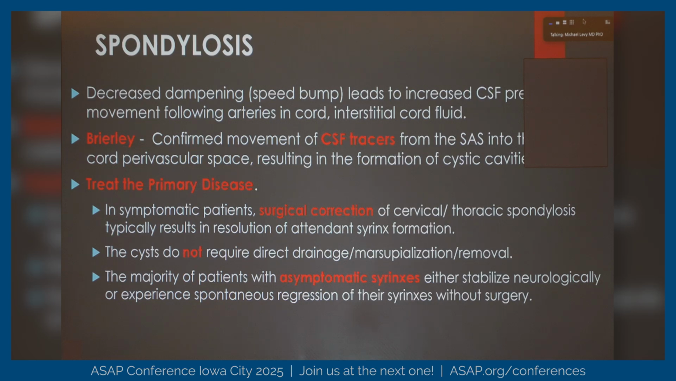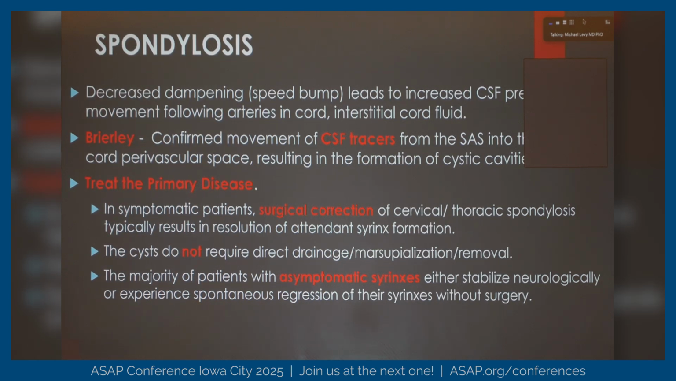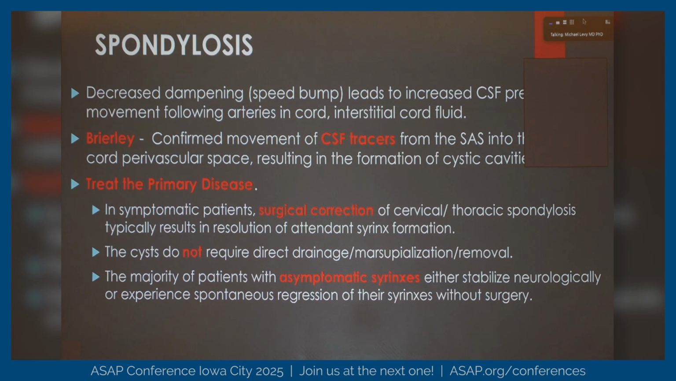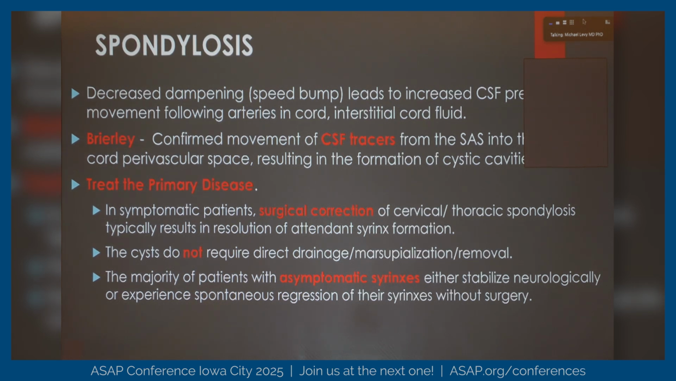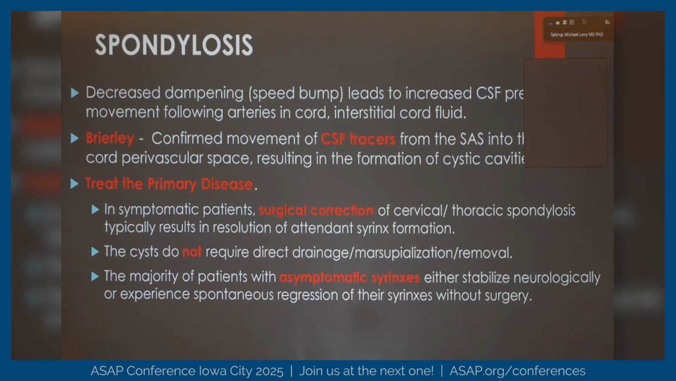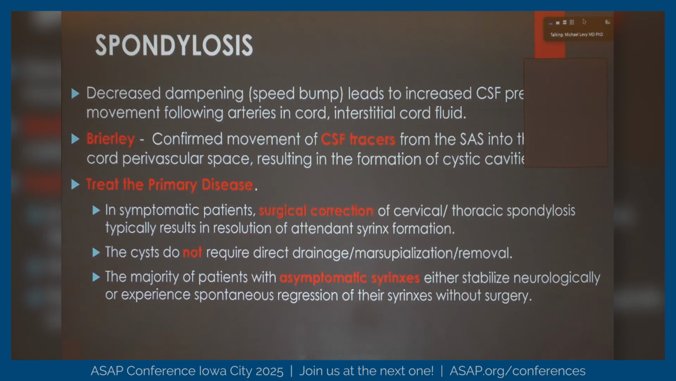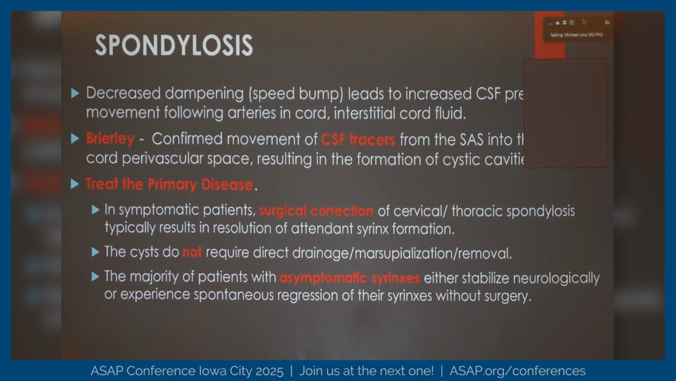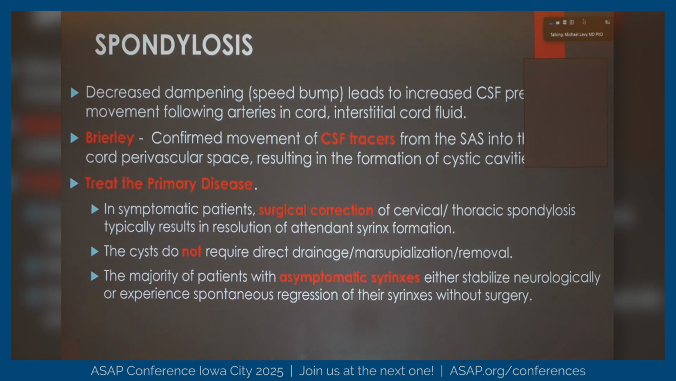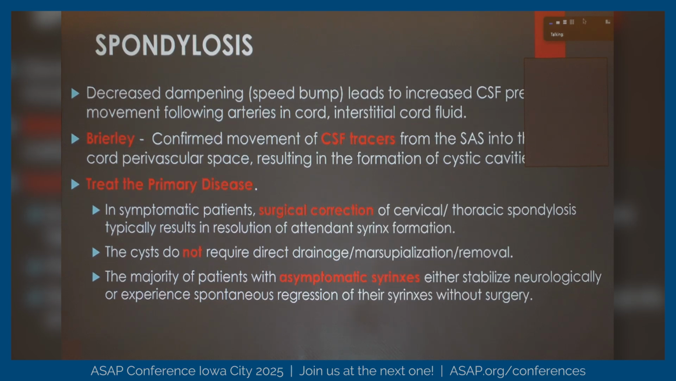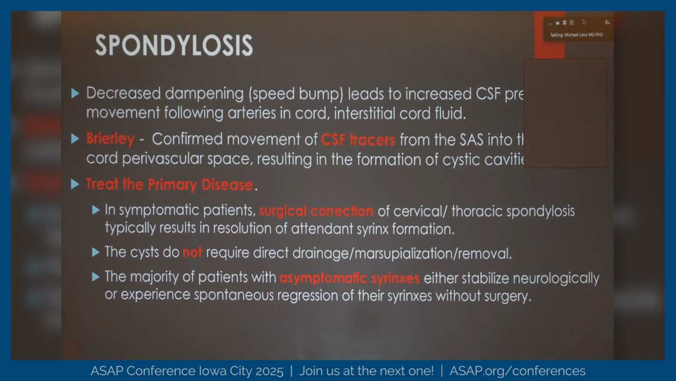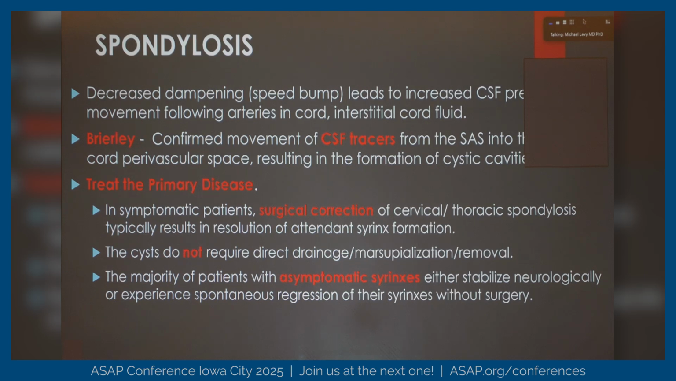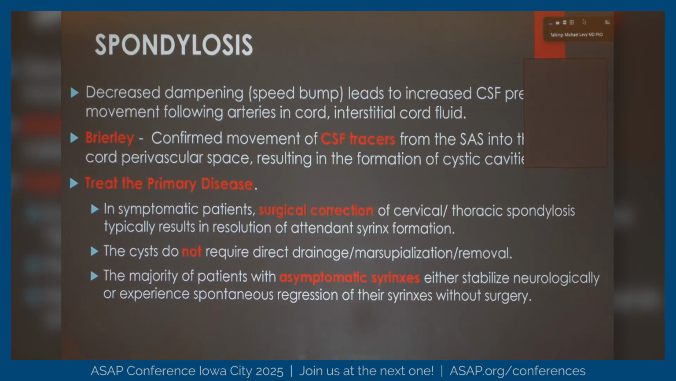This has really been looked into in detail with one study placing CSF tracers and seeing essentially movement of the CSF tracer from the arachnoid space into the cord perivascular space and eventual cystic cavity, really kind of supporting the fact that it is this aberrant movement through the CSF spaces into the cavity that is responsible for syrinx formation and progression. With regard to management, the primary approach is to approach the disease process itself.